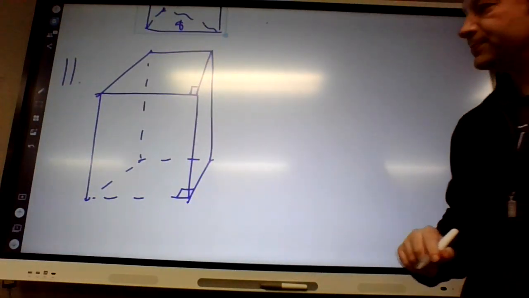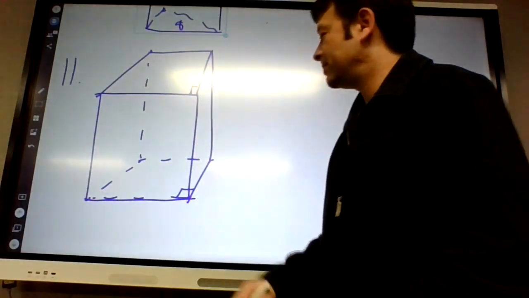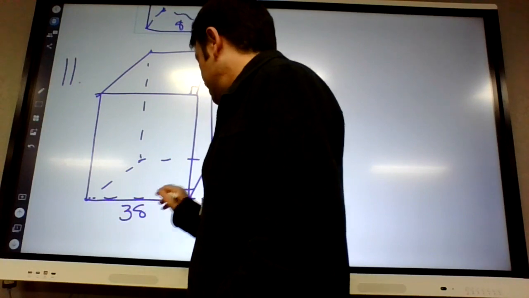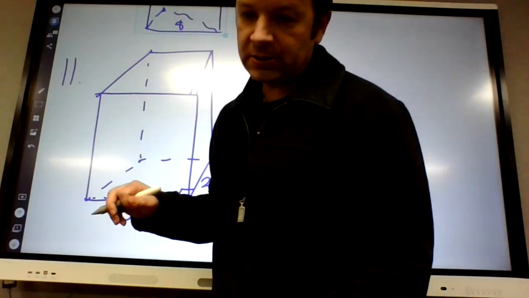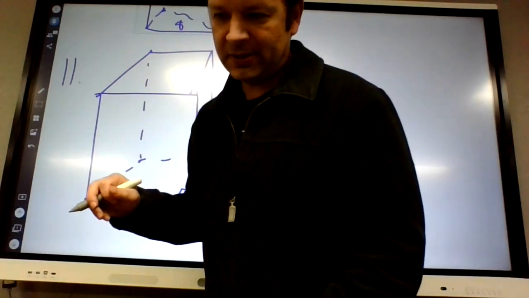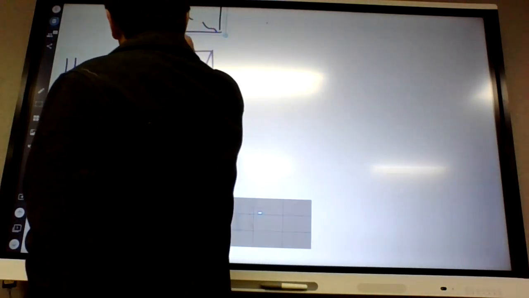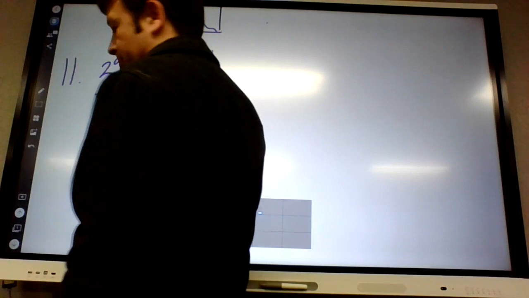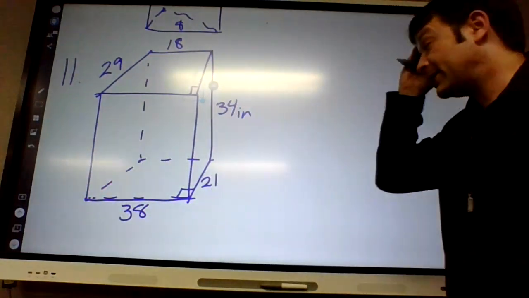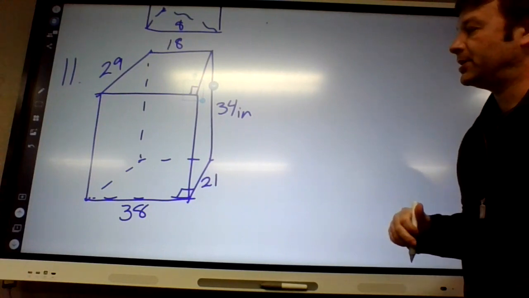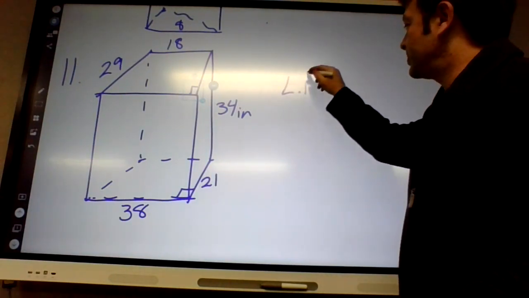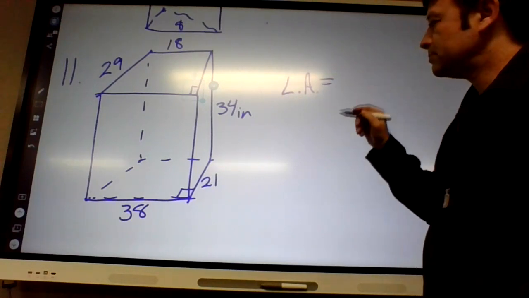Yeah, that's pretty good. There we go. 38, 21. So you need the trapezoid formula. 18, 29, I think I got them all. Inches. But actually, we're going to start with the lateral area, so we don't need the trapezoid yet.